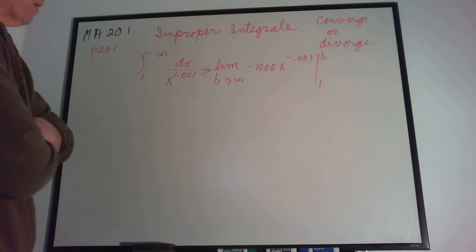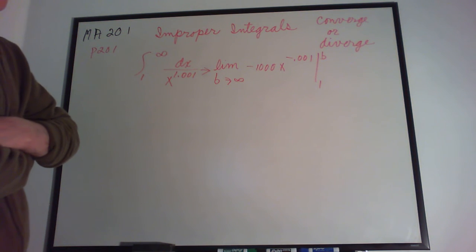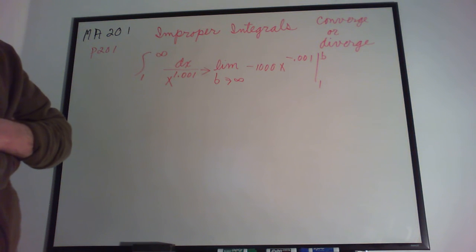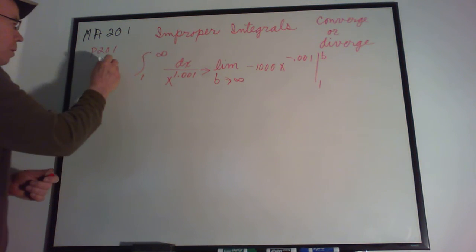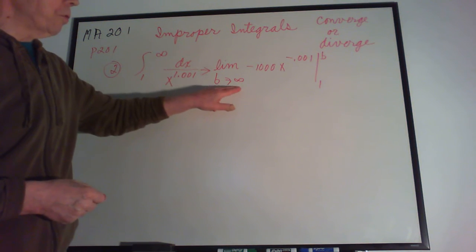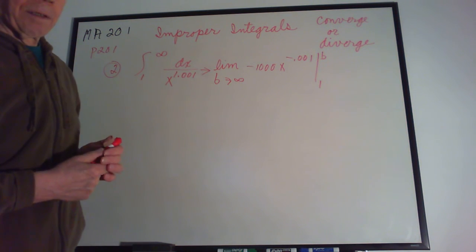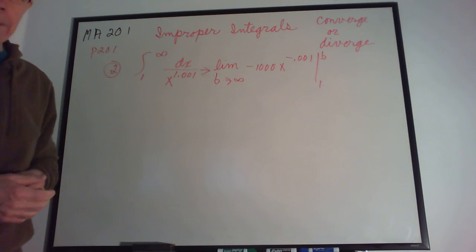All right, now I want to talk about improper integrals, page 201. Improper integrals either converge or diverge. So if we take number 2 on page 201, the upper limit is infinity. We want to know, does this have a definite answer? In other words, does it converge? As b goes to infinity, what is the limit here? So see if you can do that. Give it a try. You recall limits.